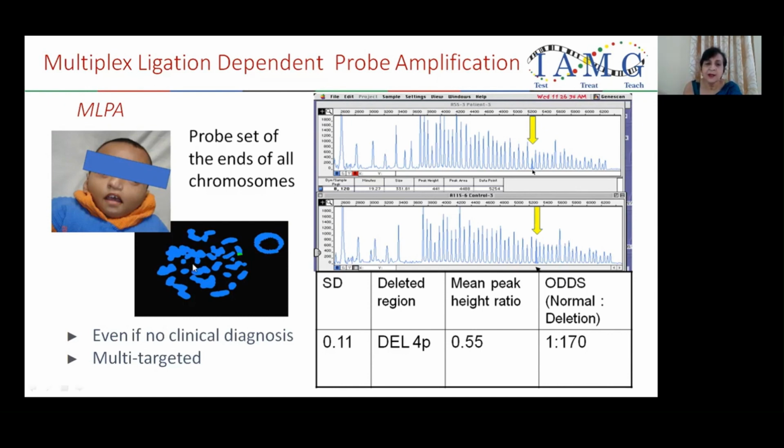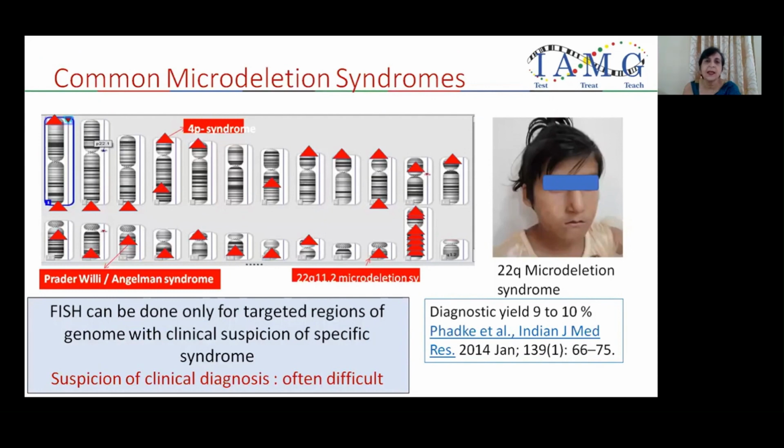So the advantage over FISH is that you can at a time look at all ends of chromosomes in one go, 1p, 1q, 2p, 2q, and so on. So naturally, this is multi-targeted as compared to FISH, and hence no clinical diagnosis is needed. Without clinical diagnosis or clinical clue, you can go for this particular technique. And hence, in addition to the probe set for ends of chromosomes, probe sets for common microdeletion syndromes have also been made. And these are at different places.